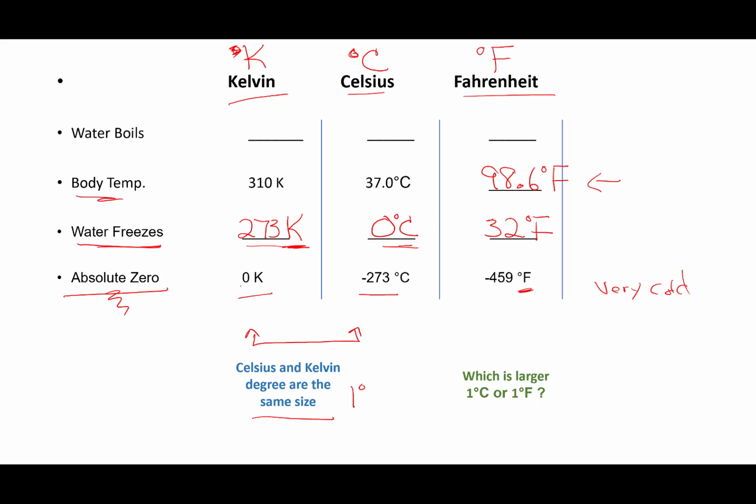What temperature does water boil at? Well, water boils in the Fahrenheit scale at 212 degrees Fahrenheit. Celsius is 100 degrees Celsius. And Kelvin, because it's the same size degree as Celsius, it's going to be 100 degrees more than the temperature at which water freezes, so 373 Kelvin.